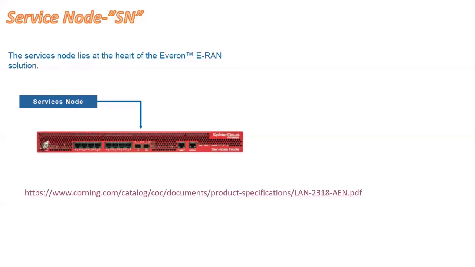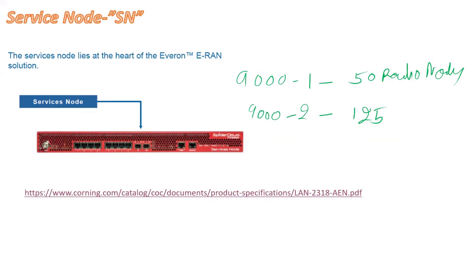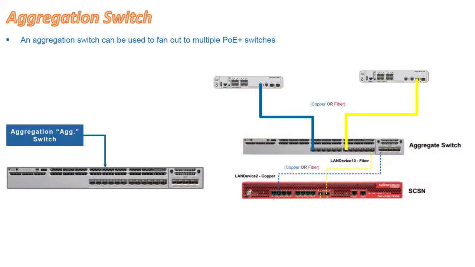They have various types of service node available, like we have 9001, which supports 50 radio nodes. Then we have 9002, which supports 125 radio nodes, and so on, right? Then we have this aggregation switch. An aggregation switch can be used to fan out to multiple PoE plus switches, and the service node server provides IP addresses to the radio nodes through the aggregation switch, right? The connection between the service node and the aggregation switch can be fiber or copper. You can see here, it can be fiber or it can be copper.